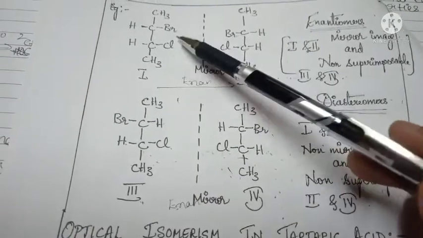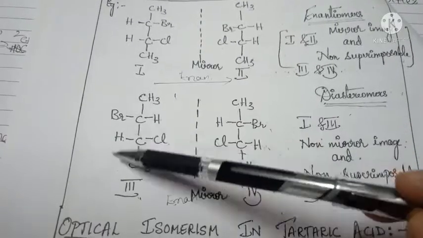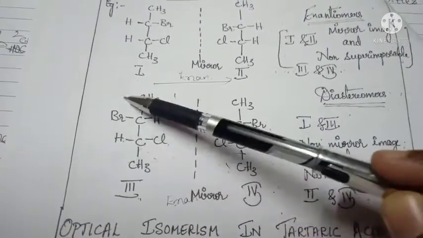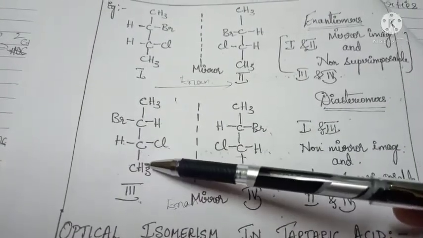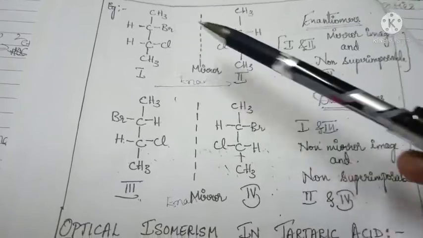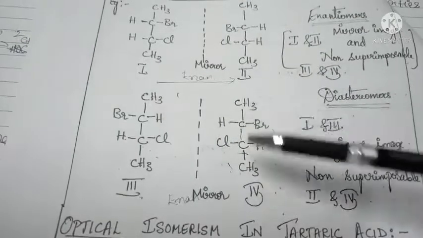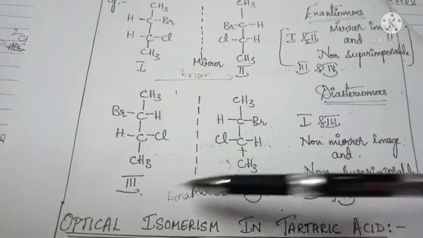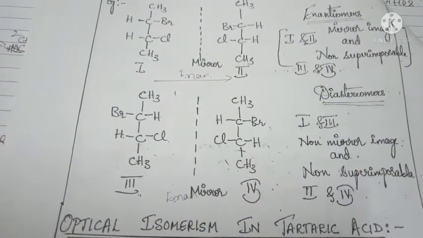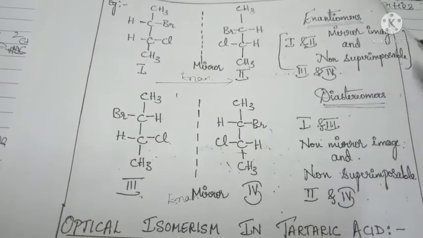Non-mirror images means here Br and Cl should be present in the right side, but here Br and Cl should be present in the left side, but here there is no presence of Cl. So that's why this is a non-mirror image of the first one. Here also the fourth one is a non-mirror image of the second one. So first and third, second and fourth, these are diastereomers. First and second, third and fourth are enantiomers. Okay, these are all about the enantiomers and diastereomers.